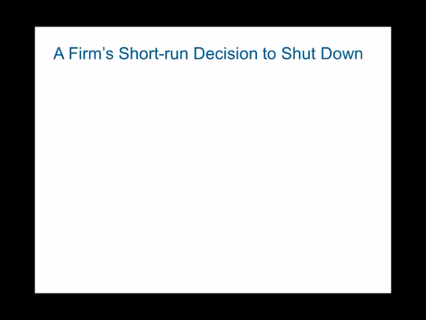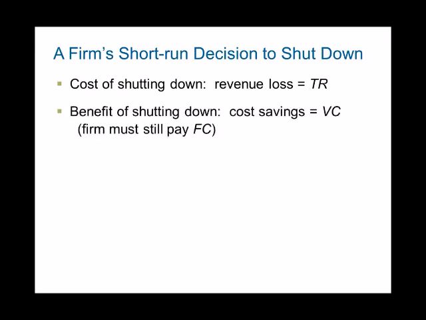So what is a firm's short-run decision? If you shut down, your total loss of revenue is total revenue, which is price times quantity. You're not making any sales, so you're losing that amount. The benefit of shutting down? Well, you don't pay the variable costs. VC is variable costs. You still have to pay the fixed costs, but you don't have to pay the variable cost. So you should shut down if total revenue is less than variable cost. If the amount that you're bringing in can't cover all your variable costs, then you should shut down, at least in the short run.